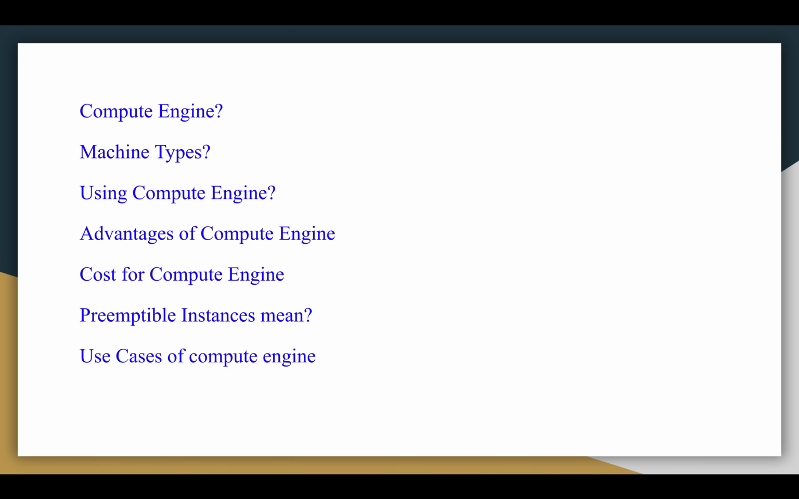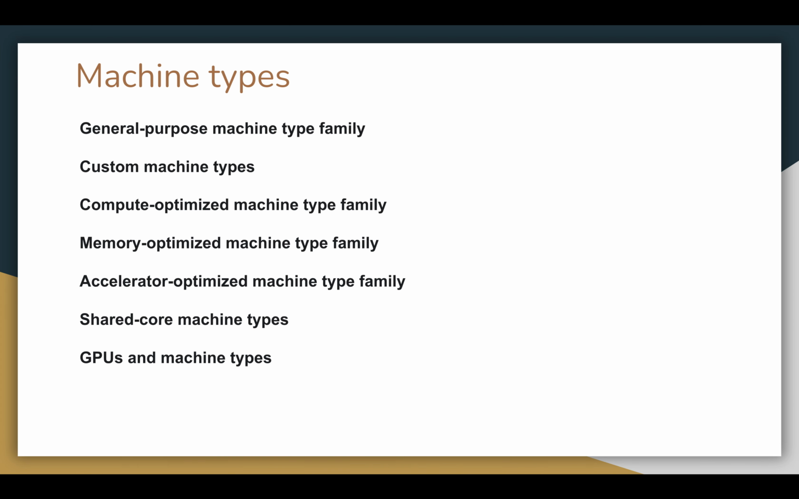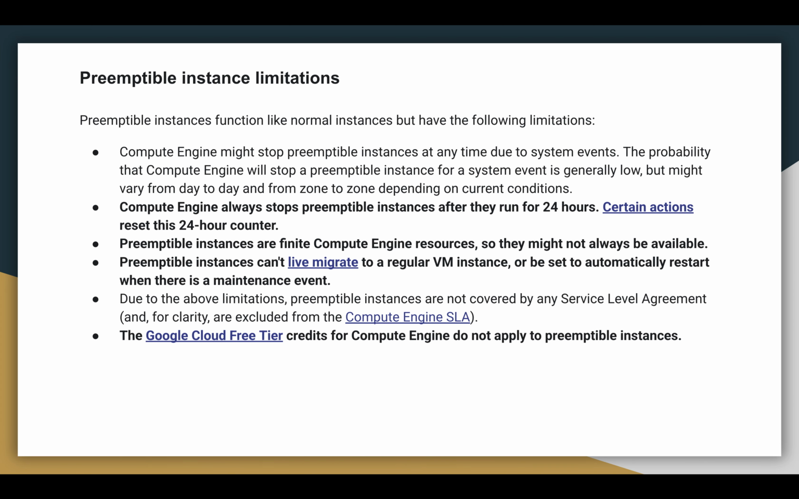Then finally we are going to see what a preemptible instance means. A preemptible VM is an instance that you can create and run at a much lower price than normal instances. However, Compute Engine might stop or preempt these instances if it requires access to those resources for other tasks. So that is known as preemptible instances. I have given the preemptible instance limitations.